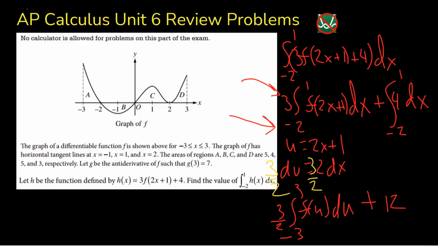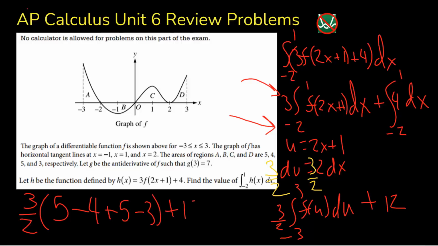We can just get the accumulated signed area of the regions A, B, C, and D, multiply by 3/2, add 12. So we would have 3/2 times the sum of region A, which is 5. Region B, the signed region, would be 4. Region C is 5, that's positive. Region D is 3, which is negative, and then plus the 12. If you add all that up, you get 25.5.